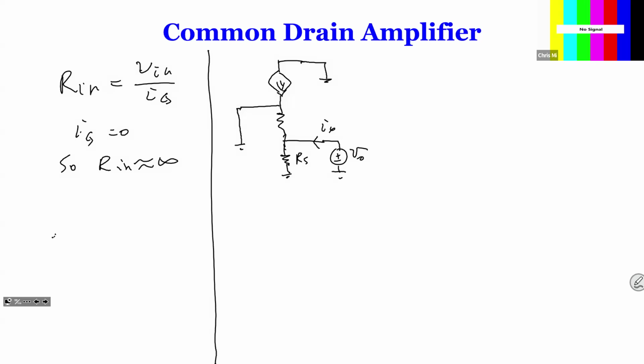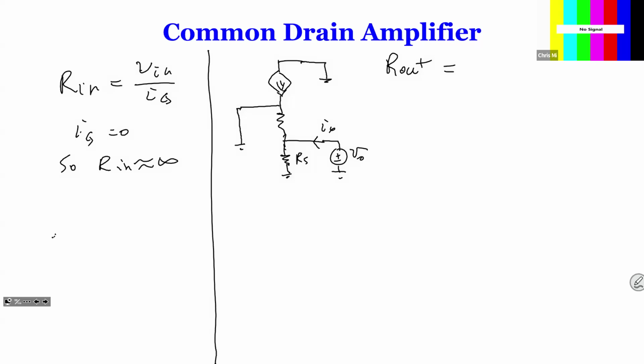So this is our circuit to find R out. We short the input, and we apply voltage at the output point. We measure the current, and we take the ratio.